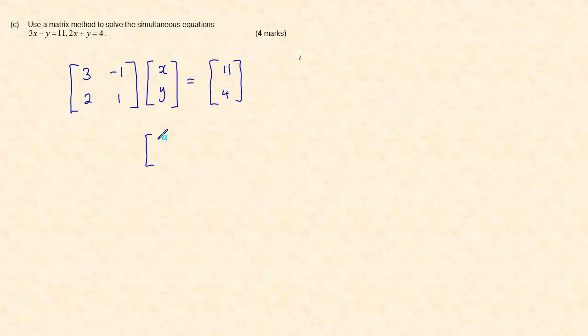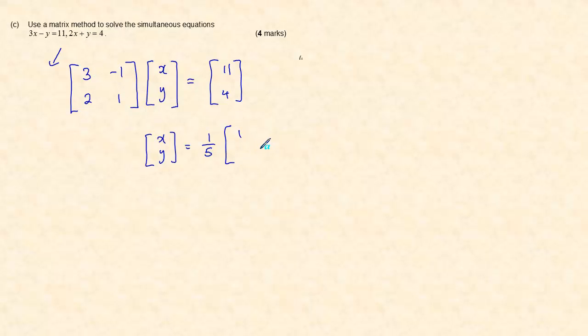Now we want to get just xy. So to get that, what we'd want is the identity matrix here. So if we multiply on the left by the inverse of this matrix, that would give us the identity and then leave us just with xy. But if we do that on this side of the equation, then we have to do the same on the other side. Now the determinant here is going to be 3, take away negative 2, so that's 1 over 5.